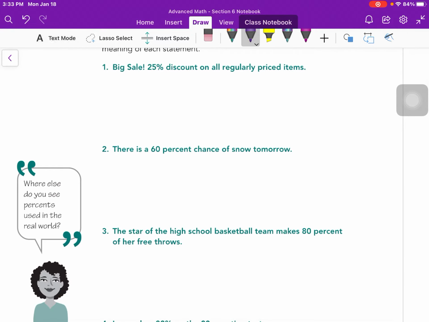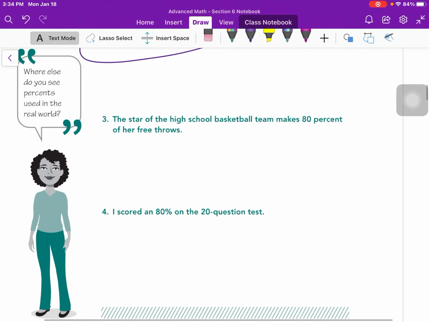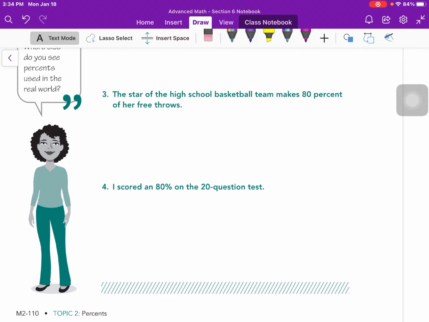You might see them on a big sale where you have a 25% discount. So if something was $100 and 25% discount, you might be able to get it for $75, 25% off. 60% chance of snow, that you might see in the weather forecast, right? Out of 100%, there's over half a chance that it is going to snow tomorrow. Star of the basketball team makes 80% of her free throws.